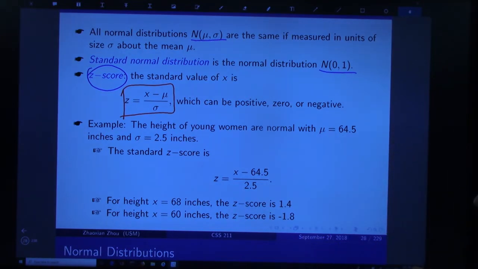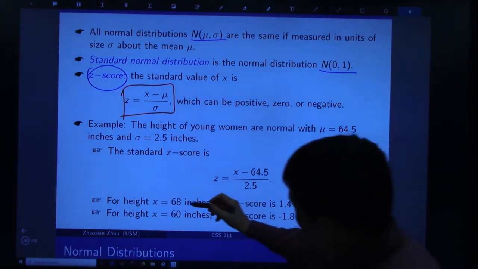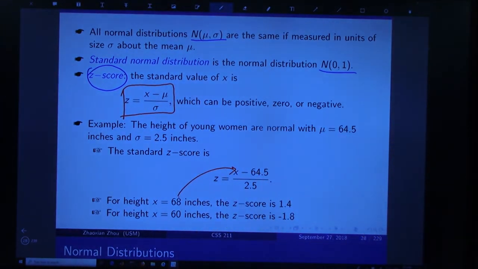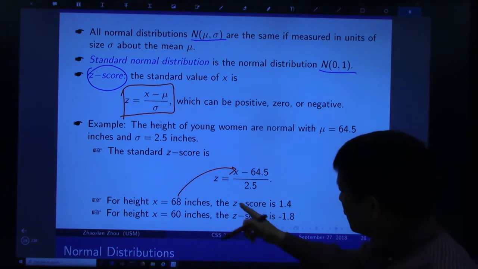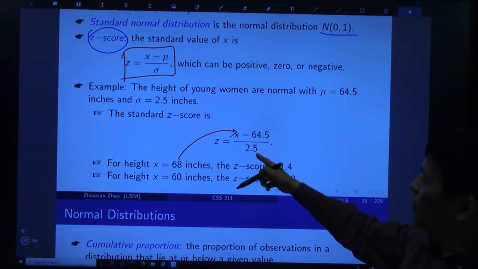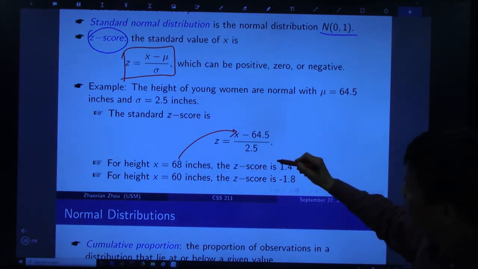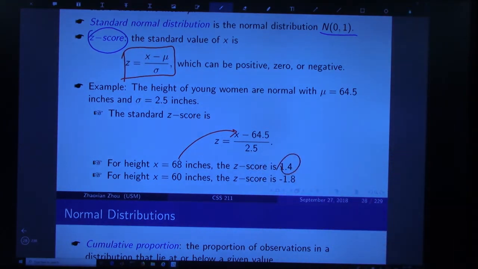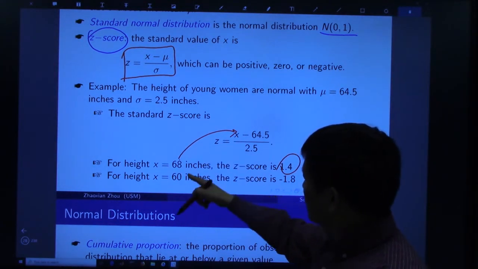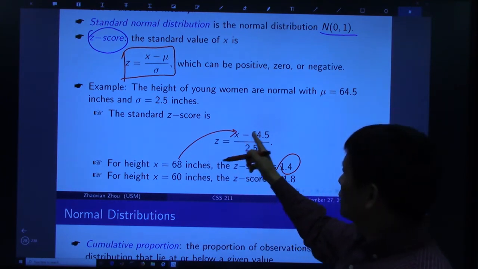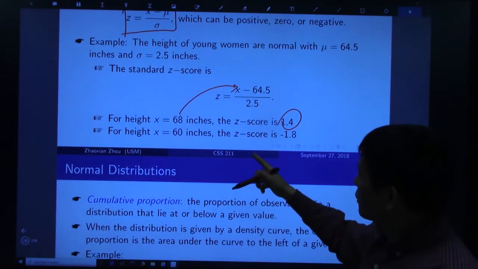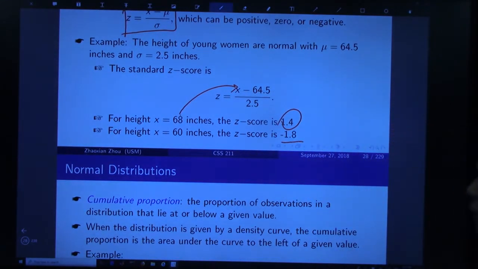Now we have several examples. The first one: if x equals 68 inches, then the corresponding z-score is, plugging this x in, 68 minus 64.5, then divided by 2.5. That is a z-score equal to 1.4. Corresponding to x equals 60 inches, we plug this 60 in: 60 minus 64.5 gives us a negative number, negative 4.5, then divide by 2.5, and the corresponding z-score is negative 1.8.